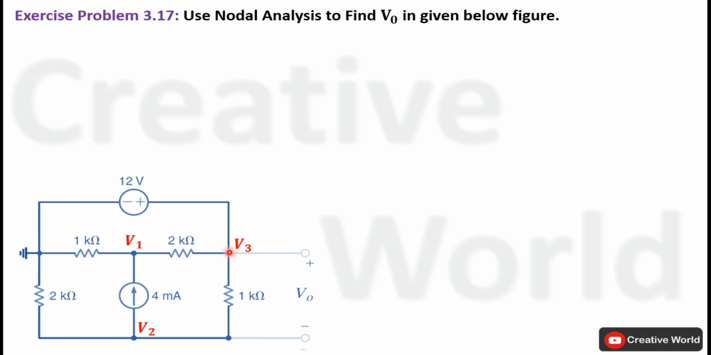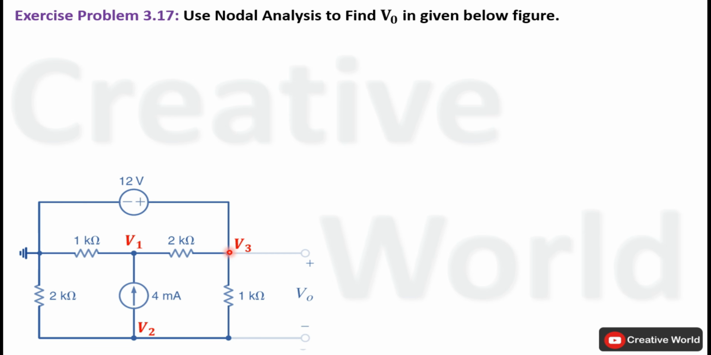Now we will apply Kirchhoff's current law one by one on these three non-reference nodes to find their voltage equations. We will start from here. On this node, one current is entering, 4 milliampere, while two currents are leaving, I1 and I2. The entering current is taken with a positive sign and leaving currents are taken with a negative sign. Now we have to replace these two currents with their respective equations.